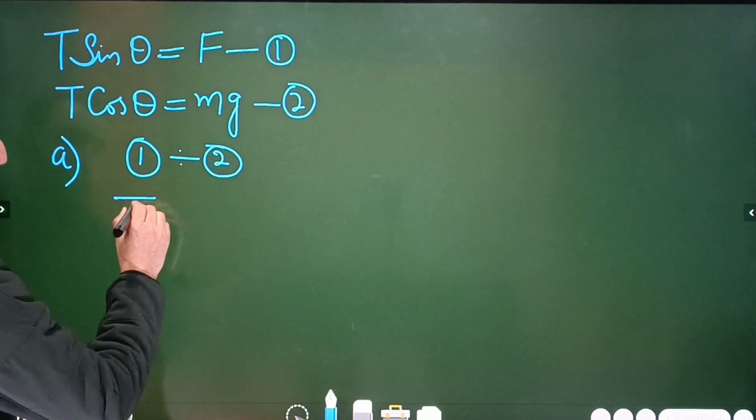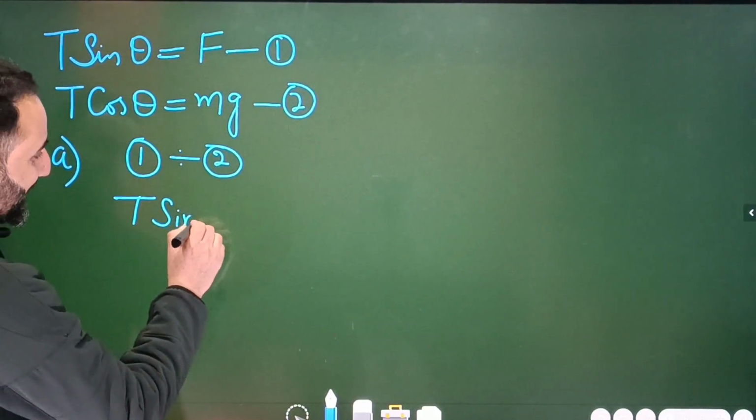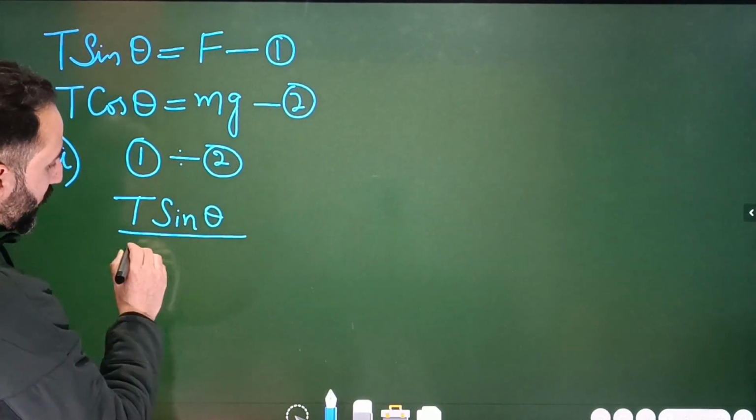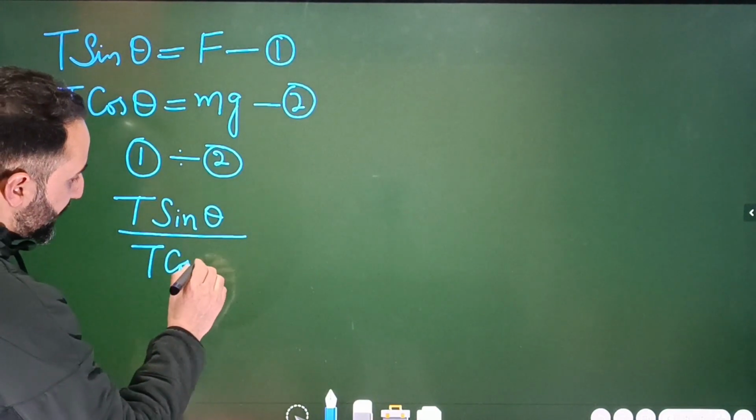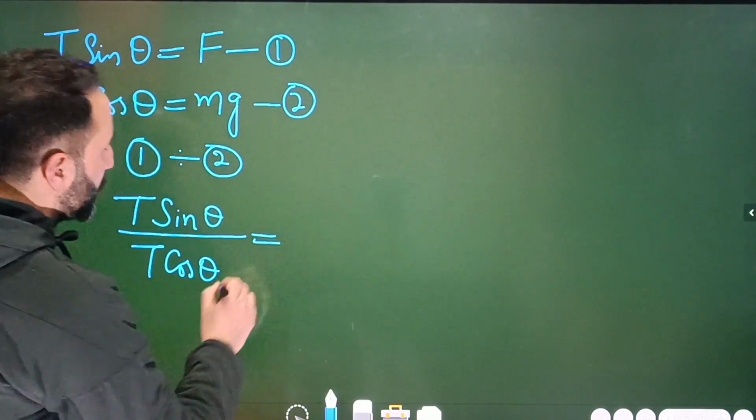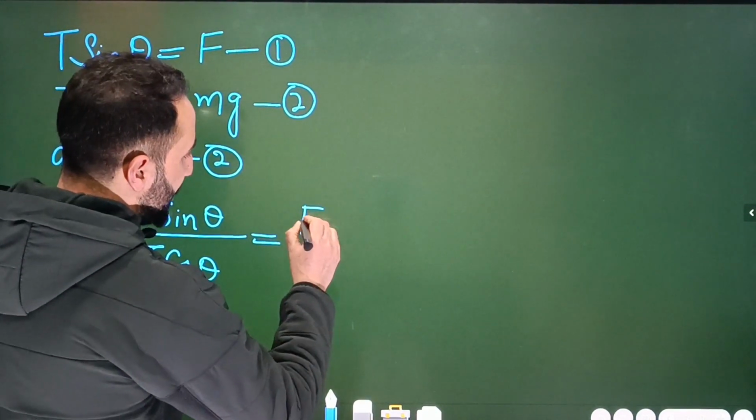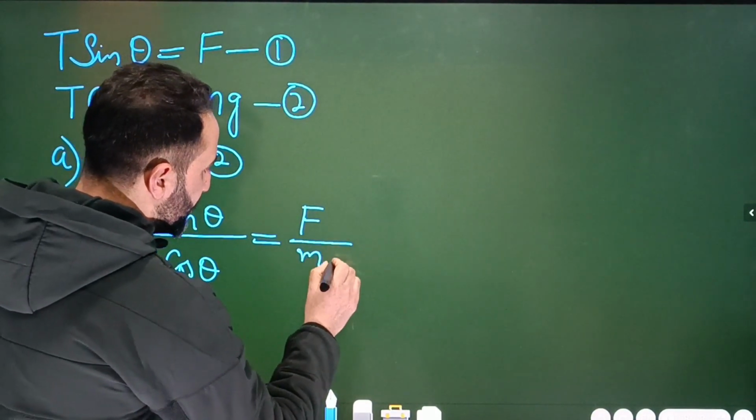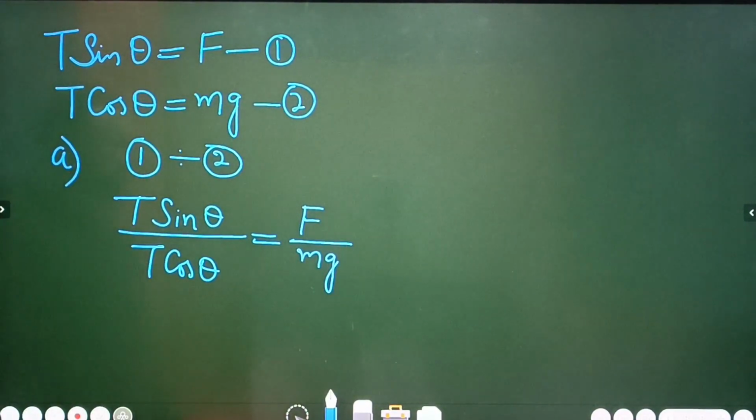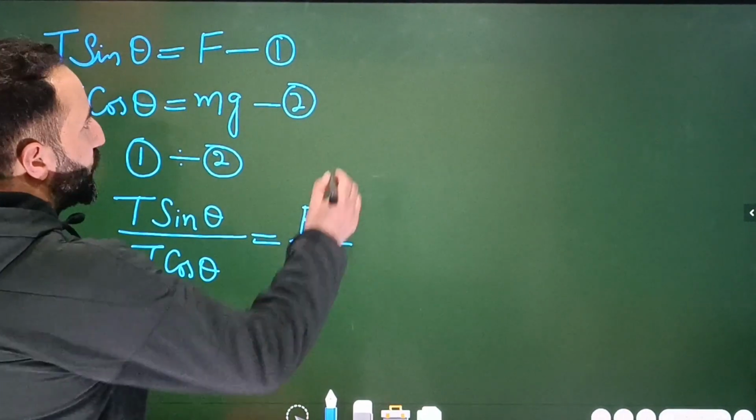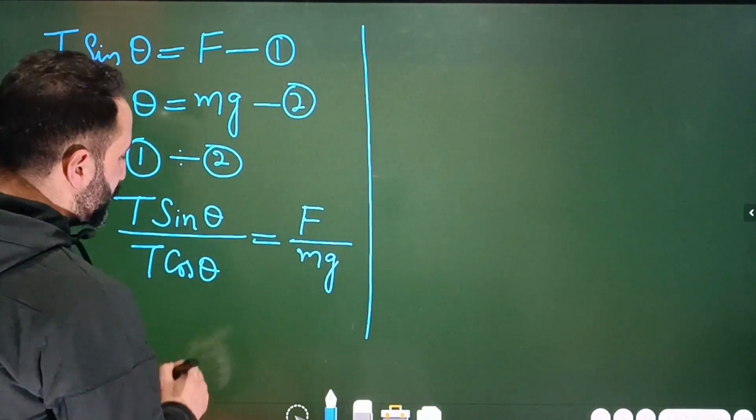तो बनेगा क्या बेटा? So here it will be like this. T sin theta divided by T cos theta. ठीक है ना बेटा? T sin theta divided by T cos theta will be equal to, on RHS what will be there is F divided by mg. ठीक है बेटा? F divided by mg. Okay, so this T and T will cancel. Sin theta by cos theta किसके बराबर आएगा बेटा? Sin theta by cos theta will be equal to tan theta. Okay, so let me write down here.